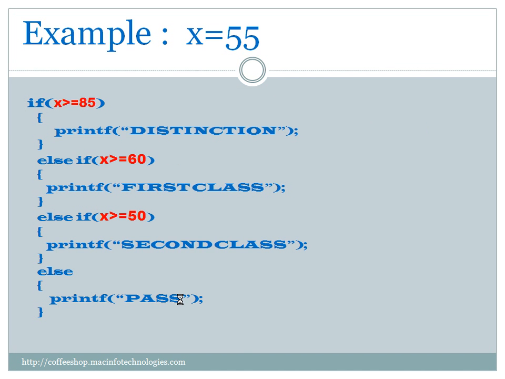Example 2, we see. In this case, the x value is 55, you can see the x value is 55 here. So this will be false, will not get executed.